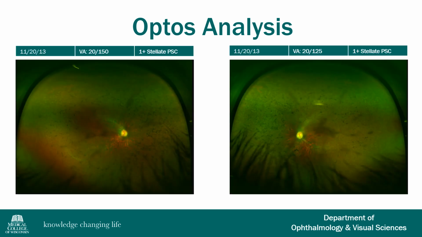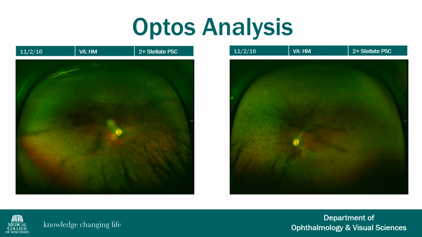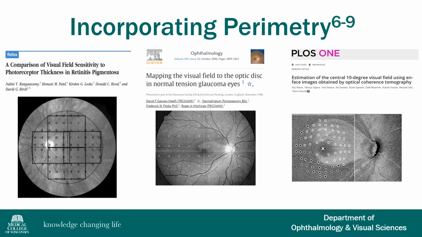Highlighting an example of this correlation, we have two Optos images from the same patient showing stellate obscurations OU. And clinically, they had a 1+ stellate PSC with visual acuity in the 20/50 range. The patient was offered cataract surgery but declined. This is the same patient 3 years later. We can clearly see enlargement and increased opacification of the stellate pattern. We note the PSC is now graded as a 2+ stellate PSC OU, and that the visual acuity has declined to hand motion. This brings us to our next concept on how we incorporate perimetry into the analysis of the PSC cataracts as seen on the Optos images.